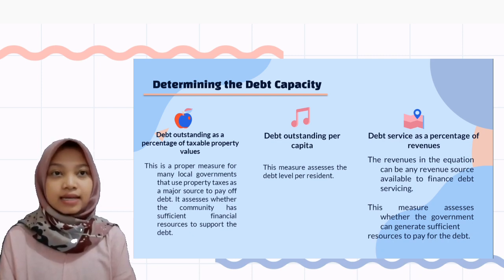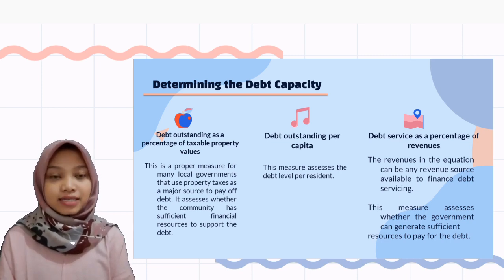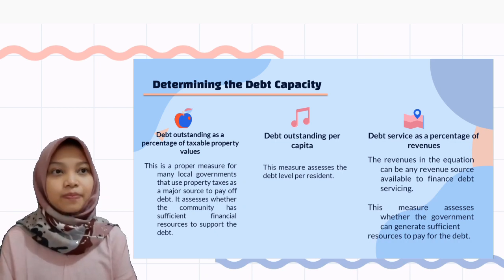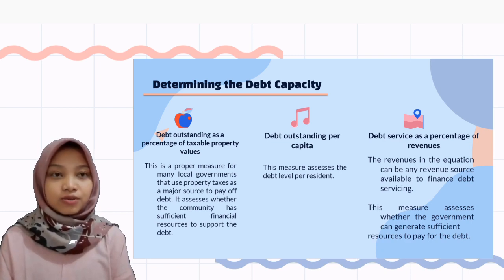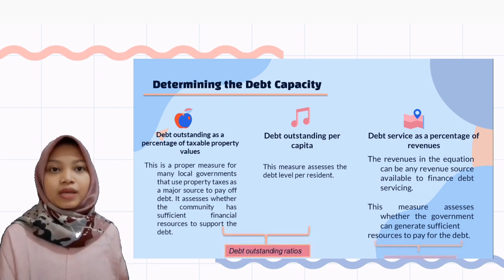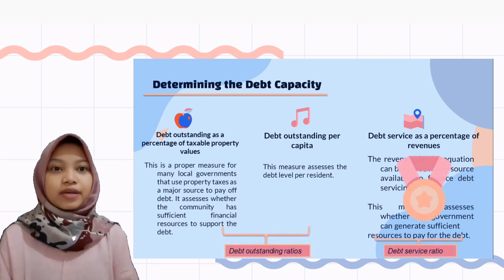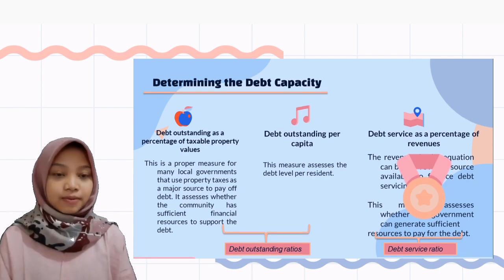And the second, debt outstanding per capita. This measure assesses the debt level per resident. And the last one is debt service as a percentage of revenue. The revenue in the equation can be any revenue sources available for servicing the debt. This measure assesses whether the government can generate sufficient resources to pay for debt. The first two we call debt outstanding ratios, and the last one, the debt service ratio, is very popular.